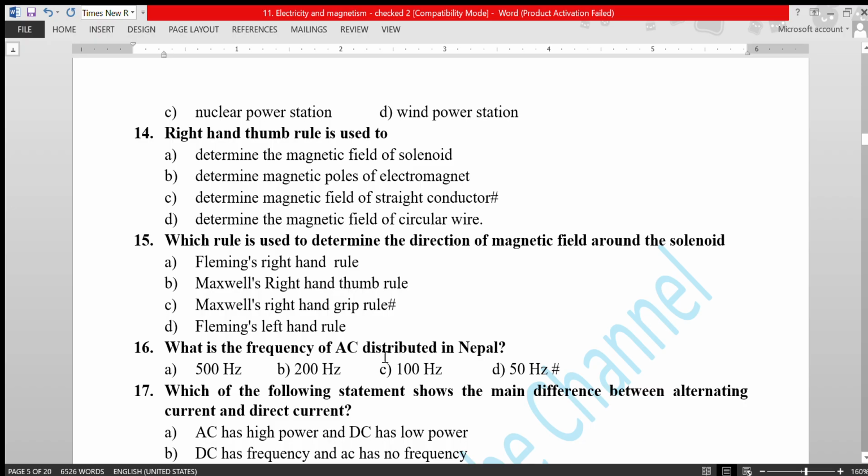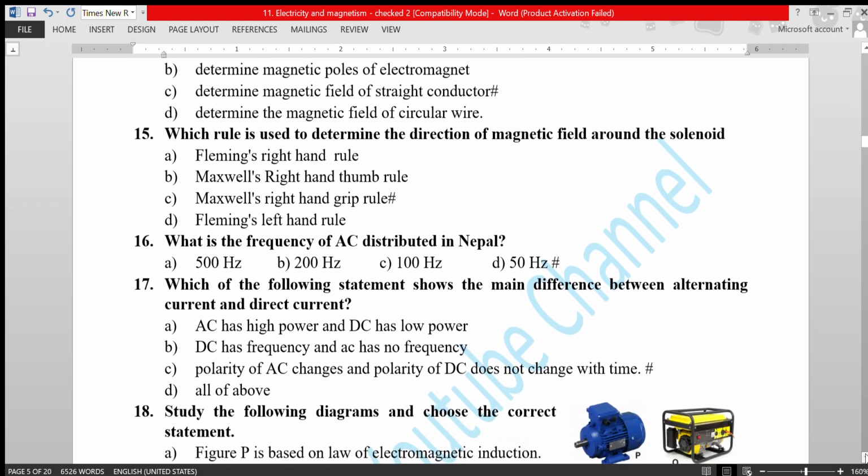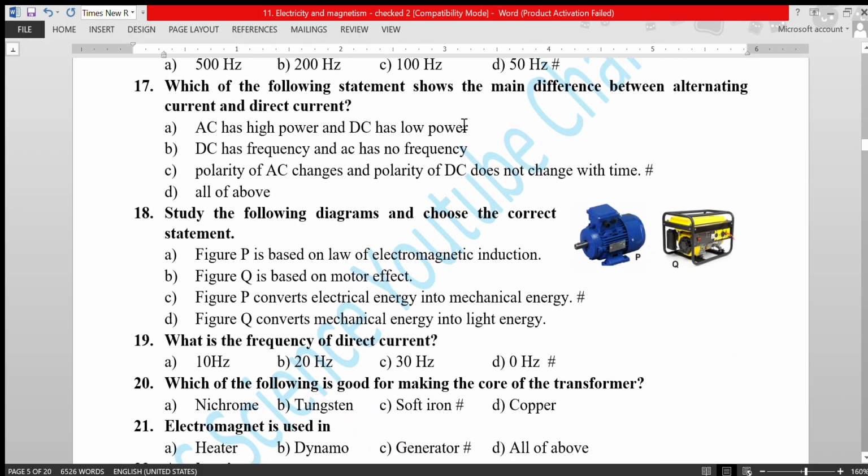What is the frequency of AC distributed in Nepal? 50 Hz is the correct answer. Which of the following statements shows the main difference between alternating and direct current? Polarity of AC changes, and polarity of DC does not change with time. This is the correct answer.